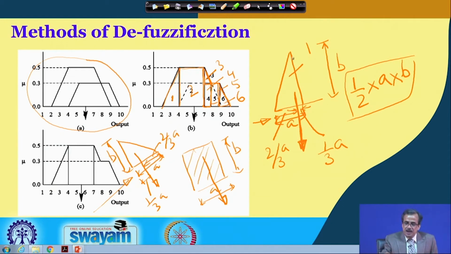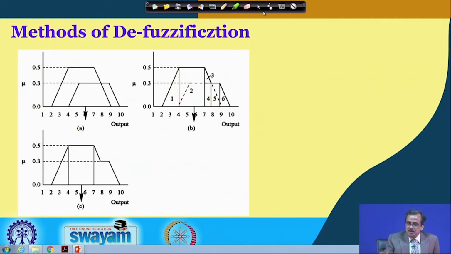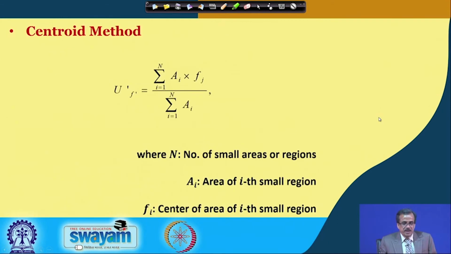So, either we have this type of triangle, or this type of triangle, or this particular rectangle, and we can find out for each of these particular subregions what is the area and what is the center of area. Now, once you have this area and center of area, you can use this centroid method to find out what should be the crisp output.